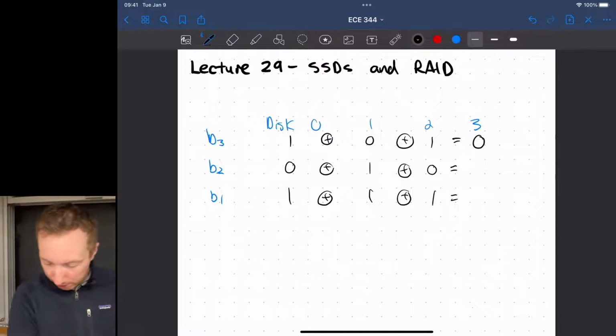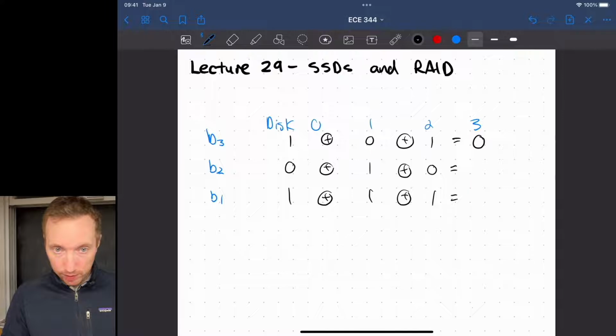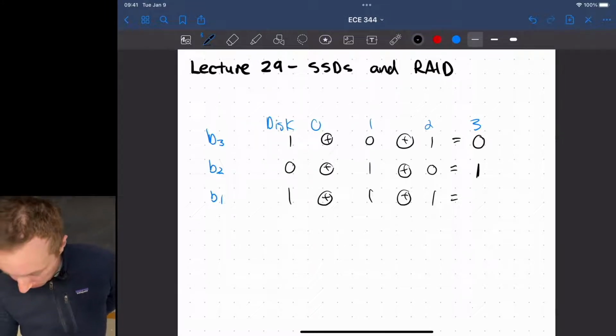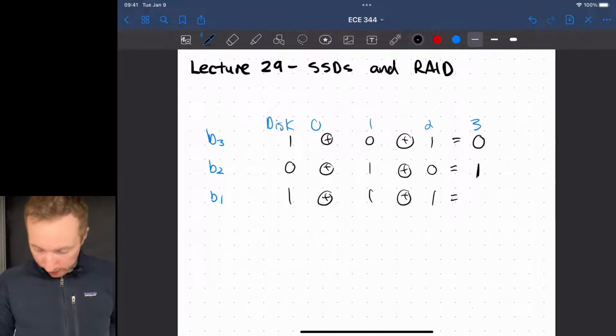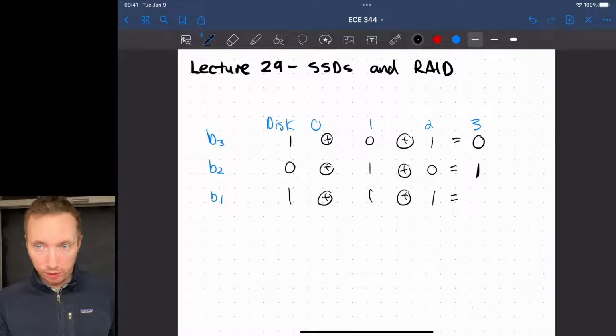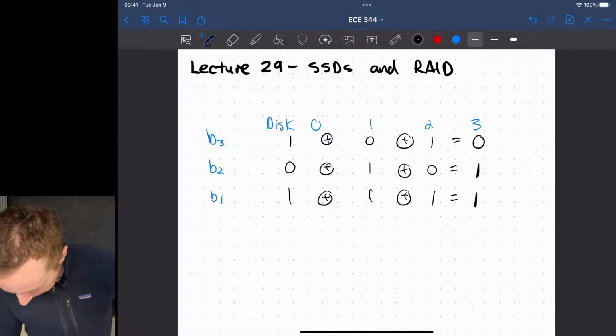And then for the next bit, we have 0, 1, and 0. So that altogether is odd, so that would be a 1, indicating it's odd. And then for the last one, we have 1 plus 1 plus 1, so that's 3, which is odd. So if we XORed all of them, that would be 1.